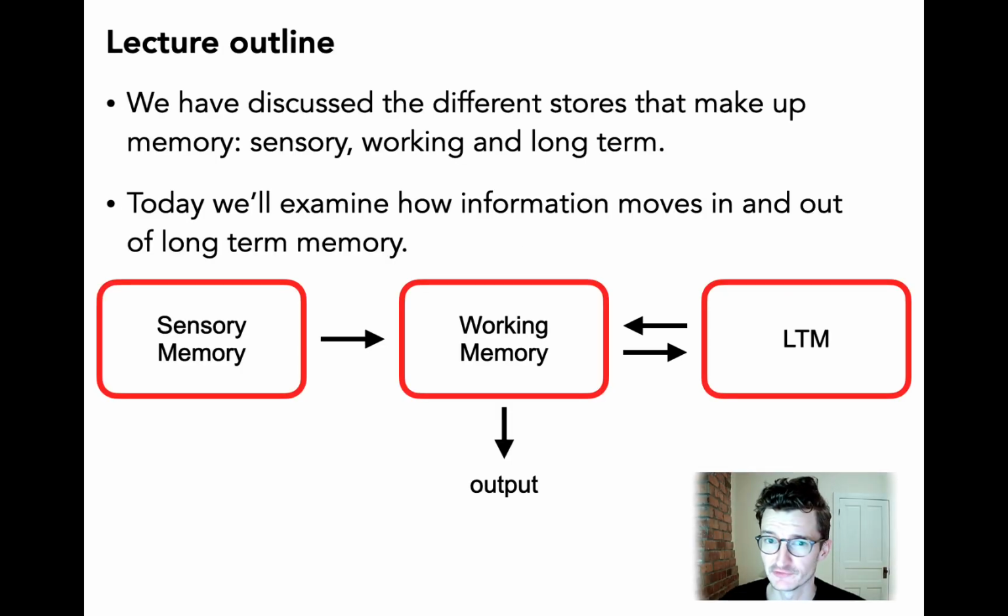So we've discussed the different stores that make up human memory: sensory memory, working memory, and long-term memory. What we're going to look at today is how we move information from working memory into long-term storage. So how we do that behaviorally and what's happening in the brain when we do that.